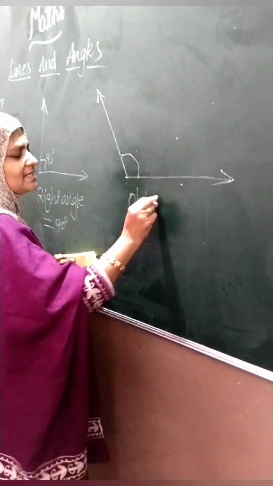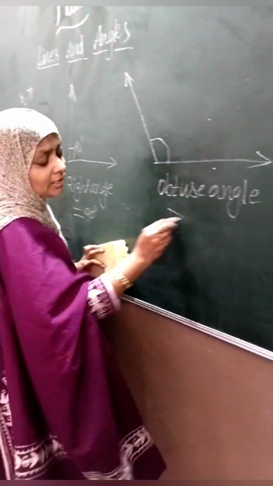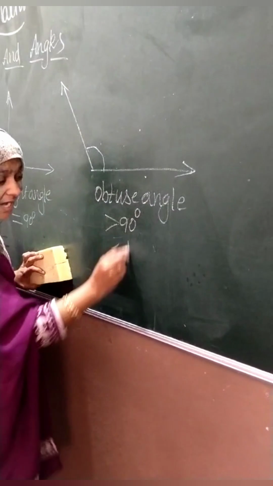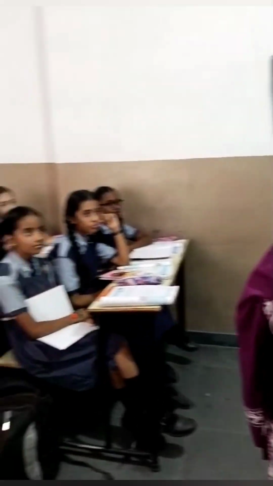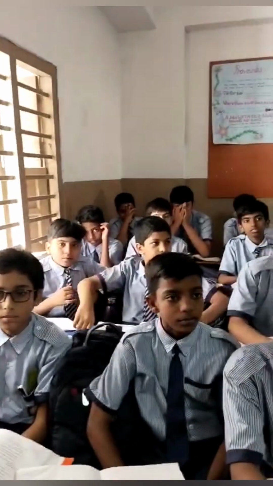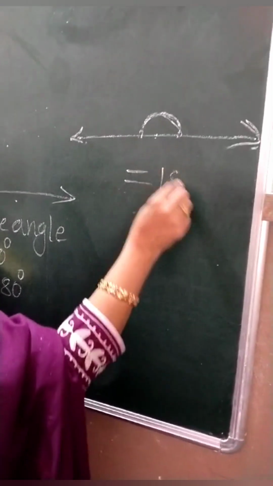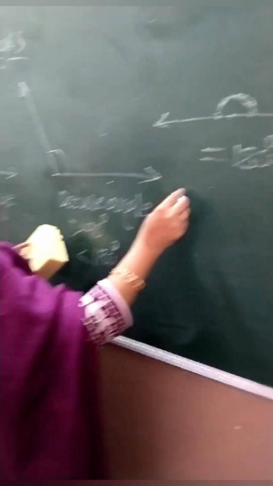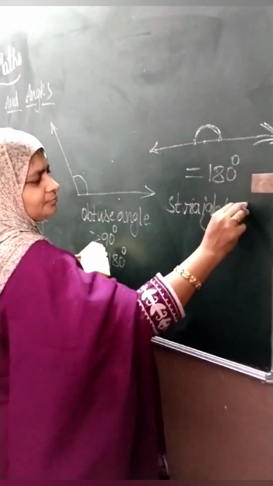We call this angle an obtuse angle. So what is the measure of this angle? Greater than 90 degrees, less than 180 degrees. If the measure of the angle is equal to 180 degrees, then the angle is formed on a straight line, and we call this angle a straight angle.